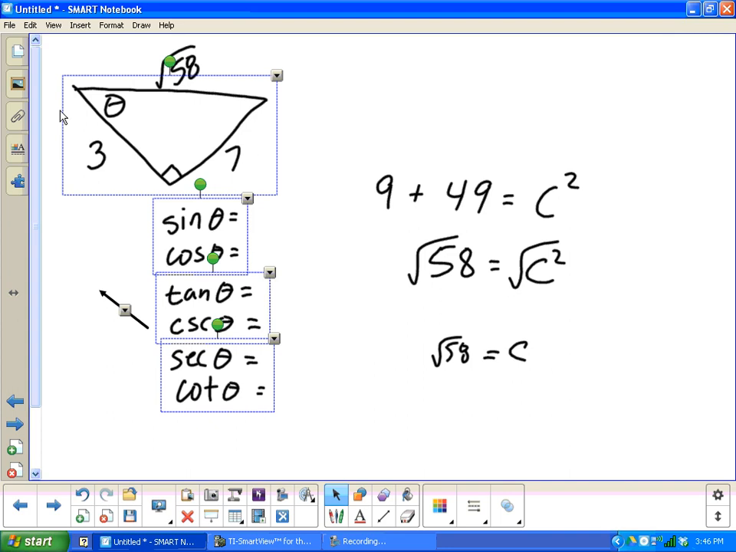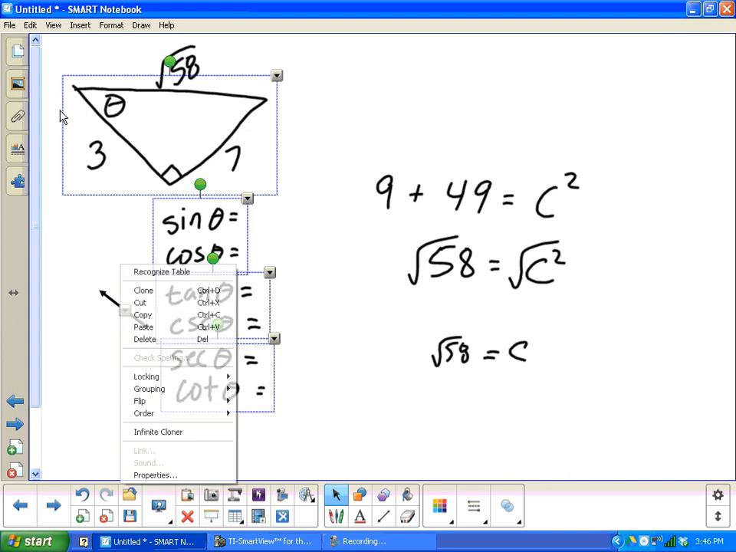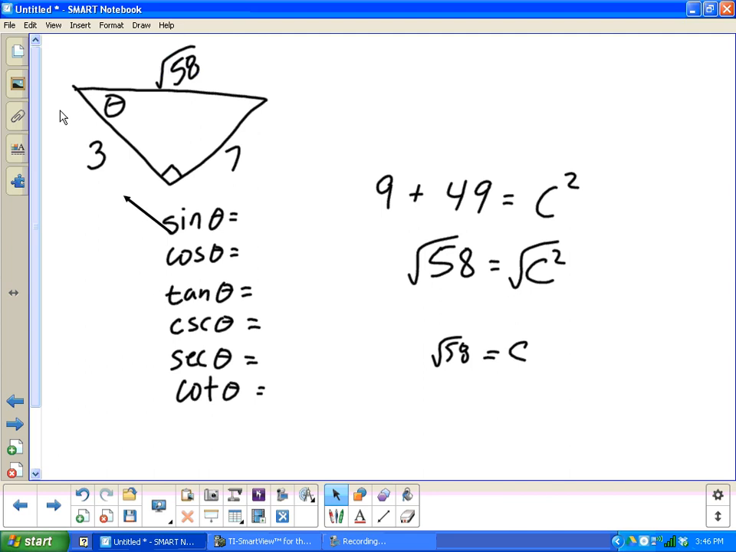Okay, now let's find our ratio. So from theta, so notice theta is in sort of a different position now. It's sort of in the top part of the angle. So let's see, sine is opposite over hypotenuse. So that would be 7 over the square root of 58. Of course, we'd have to rationalize that. So it would be 7 square root of 58 over 58.